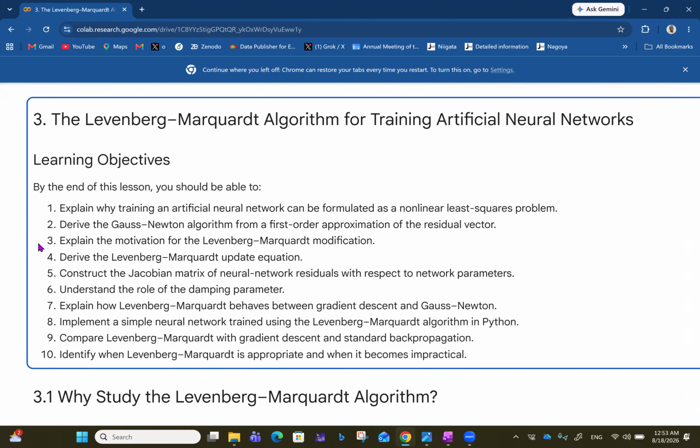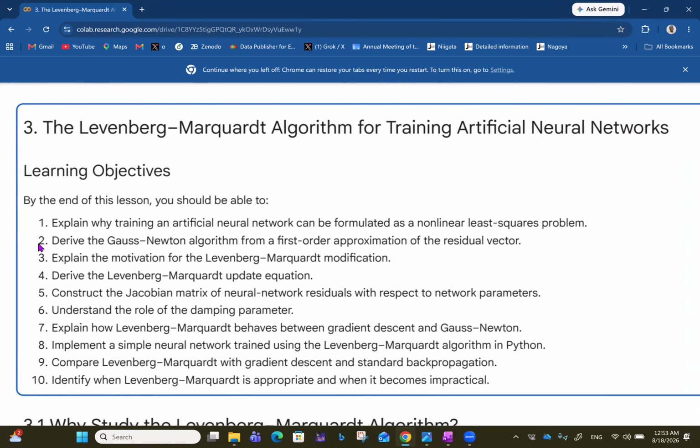So, the learning objectives. By the end of this lesson, you should be able to explain why training an artificial neural network can be formulated as a nonlinear least squares problem, derive the Gauss-Newton algorithm from a first-order approximation of the residual vector. So, the idea of residual vector is very key here. Explain the motivation for the Levenberg-Marquardt modification, derive the Levenberg-Marquardt update equation, construct the Jacobian matrix of neural network residuals with respect to network parameters, understand the role of the damping parameter.